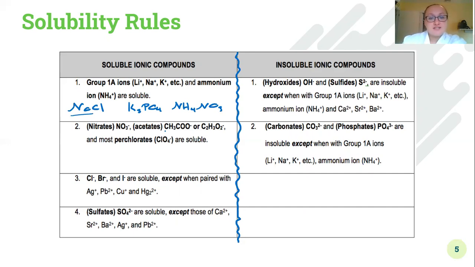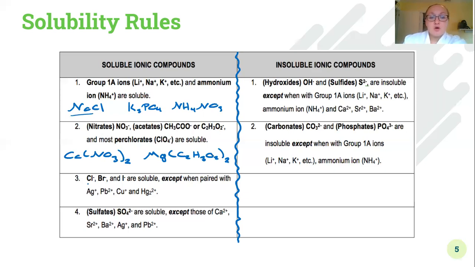Nitrates, acetates, and most perchlorates are soluble. So like I said, ammonium nitrate is going to be soluble, even if it didn't have the ammonium. Let's say it had calcium. It was calcium nitrate. That's going to be soluble. Magnesium acetate. That's going to be soluble.